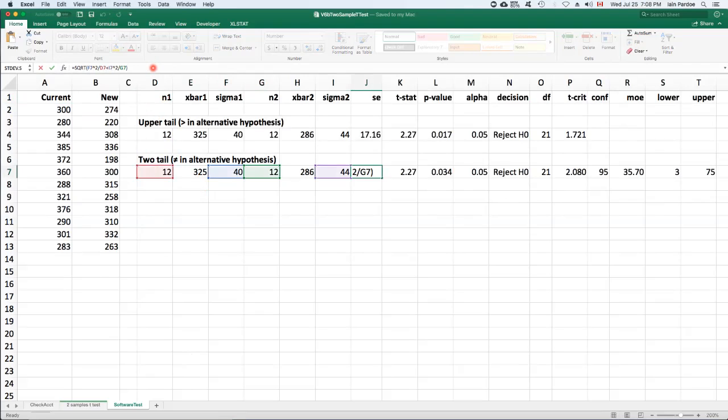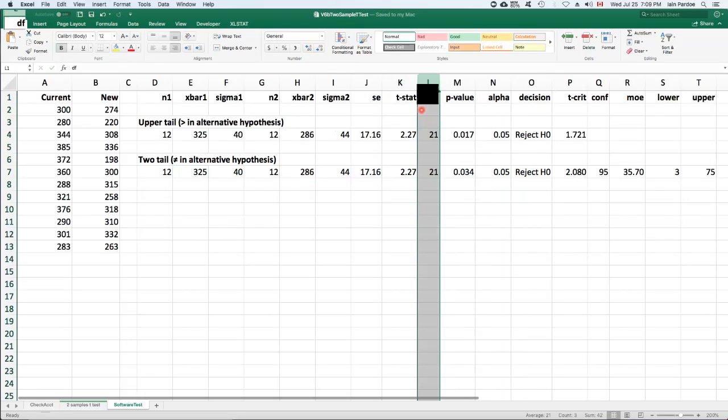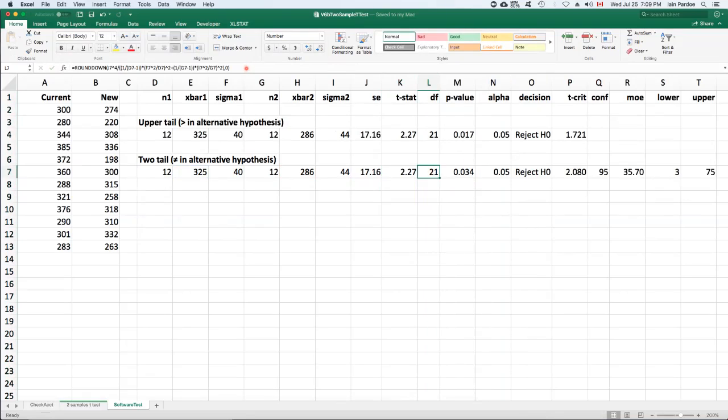Standard error combines those standard deviations together using the sample sizes and comes up with a standard error of 17.16. Test statistic is the difference in the means divided by the standard error. Comes to 2.27. The p-value, actually we need the degrees of freedom for that, so let me pull that over here. So here's that awful, awful formula again. Anyway, once you've got that programmed in, it's easy, right? Excel will do that horrible calculation for you.